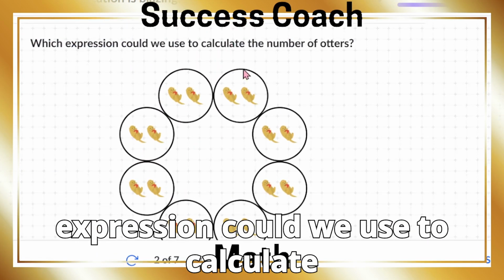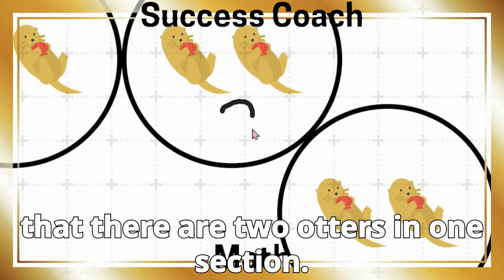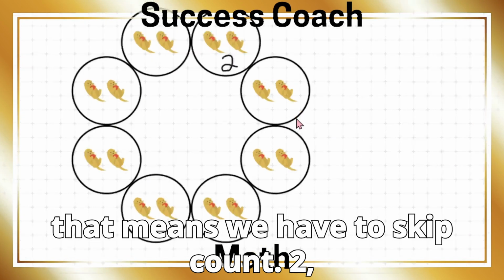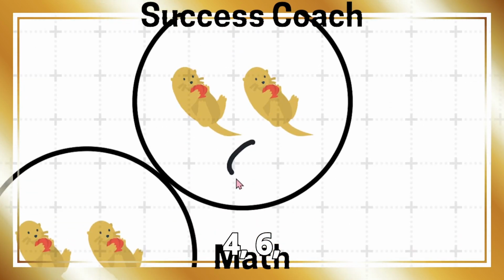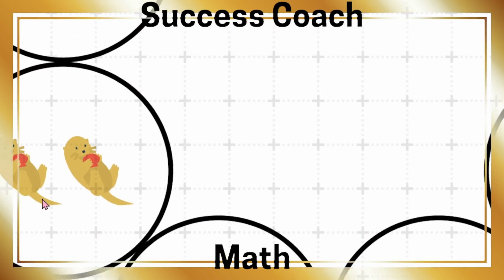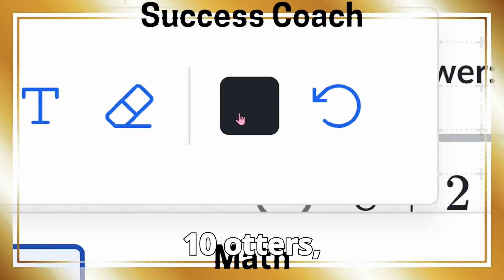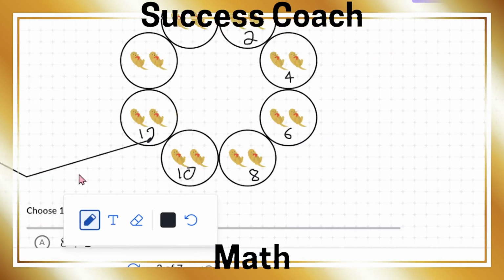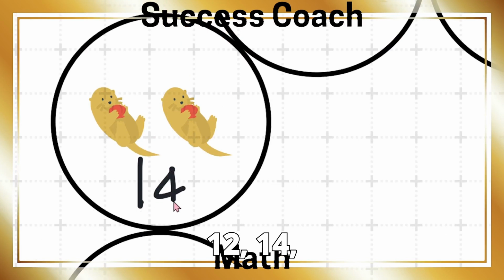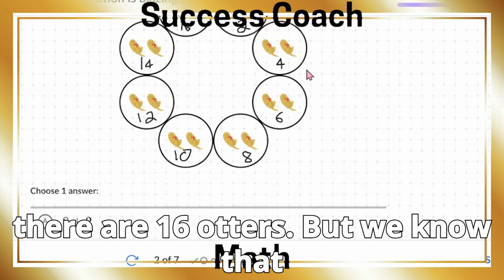Which expression could we use to calculate the number of otters? We can see that there are two otters in one section. Two otters. So that means we have to skip count 2, 4, 6, 8, 10, 12, 14, and 16. So that means there are 16 otters.